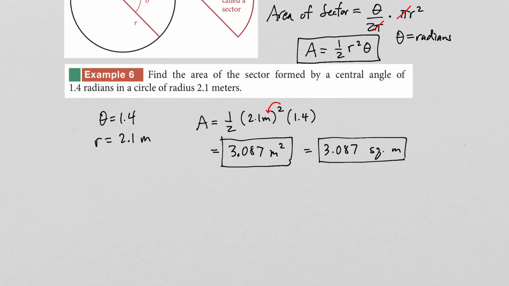All right? Now, technically, they only gave us 2 significant digits. So if you really wanted to round this, you would say it's 3.1 square meters. All right? Pretty straightforward, though. So the important thing here, of course, is you have to know the formula.